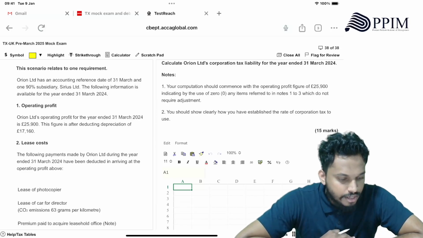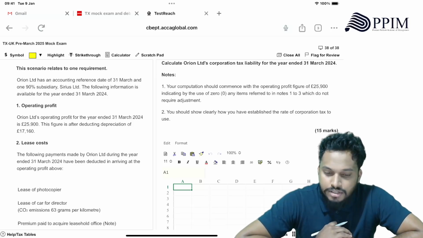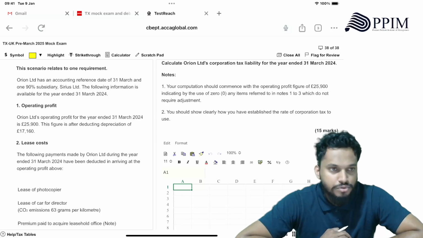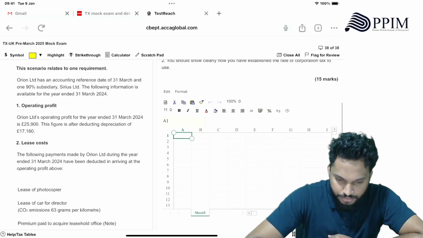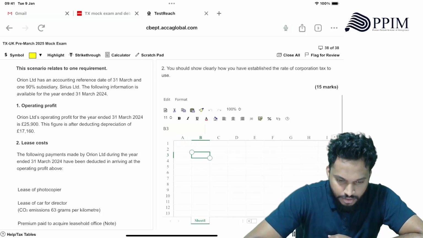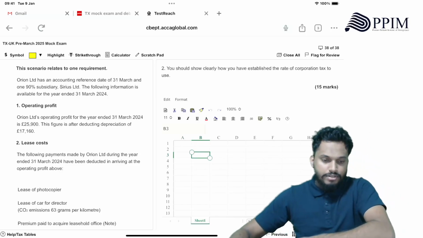You should clearly show the rate of corporation tax used. So in this question, the first thing they're asking us is to start from operating profit.